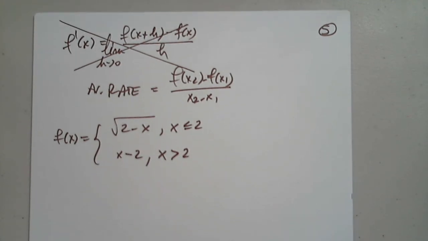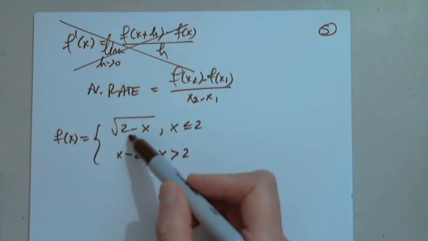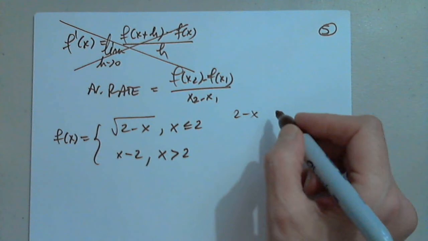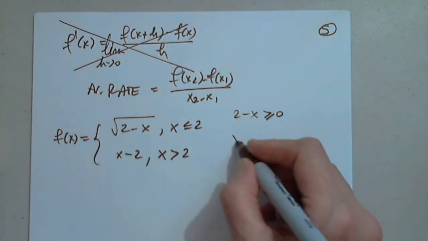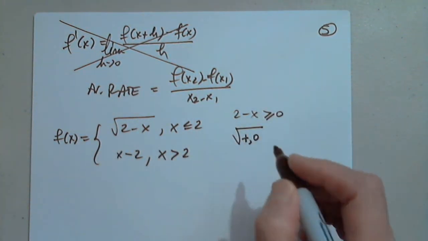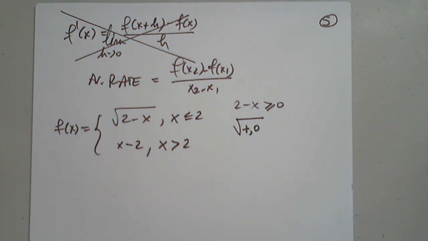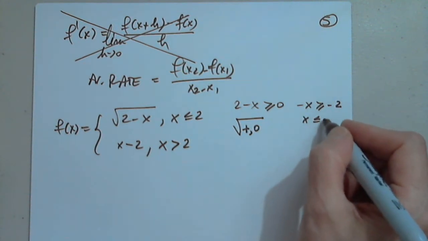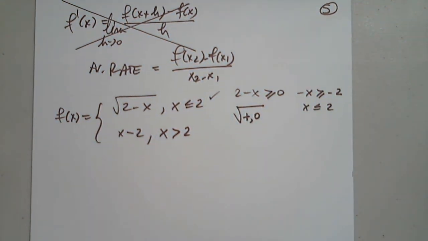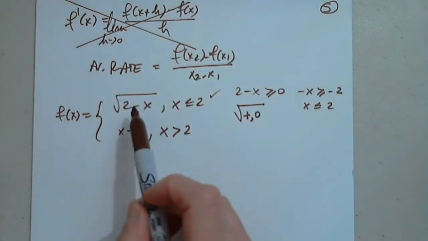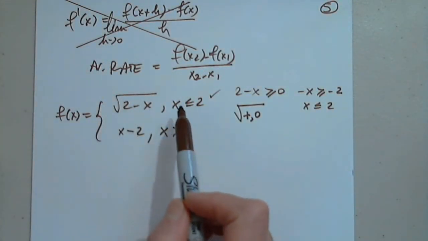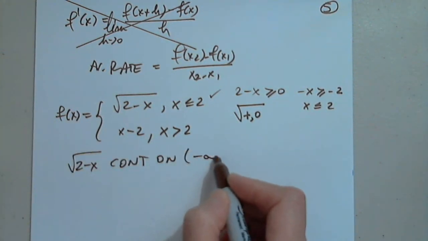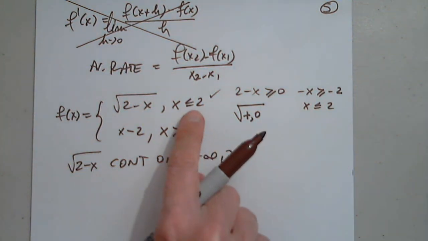So we know that for this function, 2 minus x is required to be greater than or equal to 0. We know that, right? Because it's a square root of a positive number or 0. So when I solve this, I get negative x greater than or equal to negative 2, or x less than or equal to 2, which is correct. So this piece is continuous. The square root of 2 minus x is continuous on negative infinity to 2. Notice that I did not include 2.